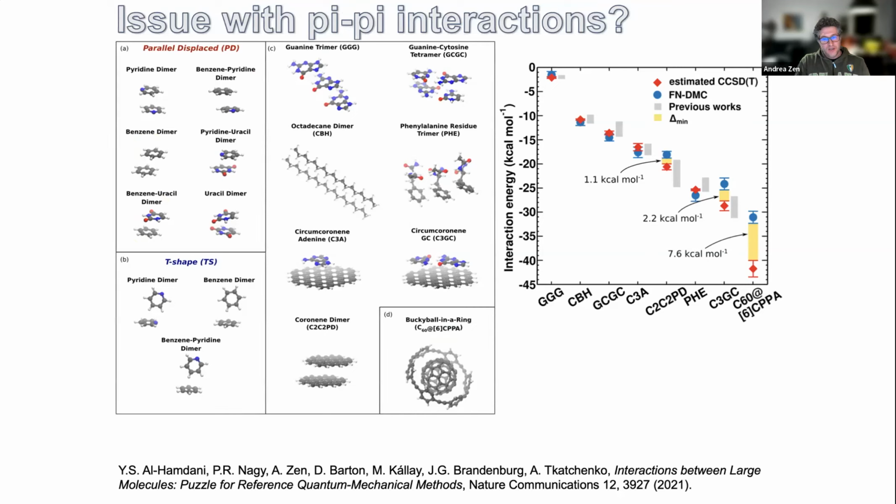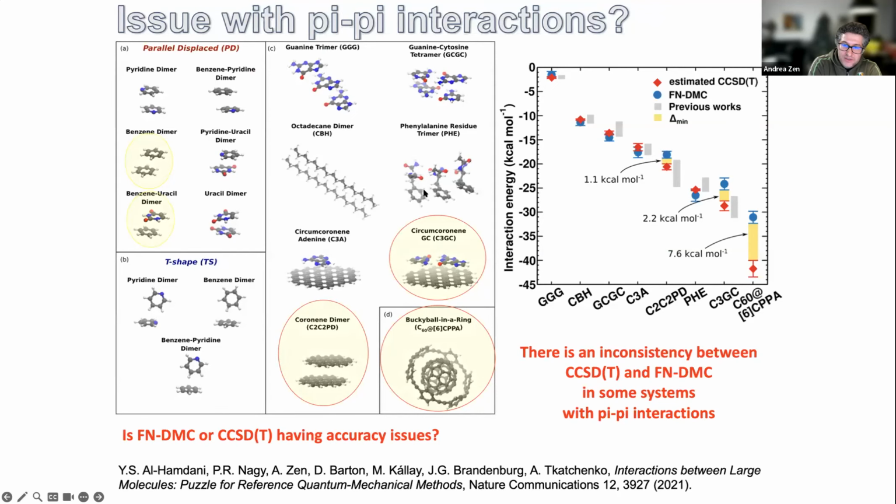And if we try to see in which systems these disagreements occur, we notice that they are these ones that I have highlighted, which seem to be systems with pi-pi interactions. And this raises a question. In these cases, which method is to be trusted? Is it fixed node DMC or coupled cluster? Because we know both approaches have weaknesses, so it's not straightforward to say, okay, we just trust this one.